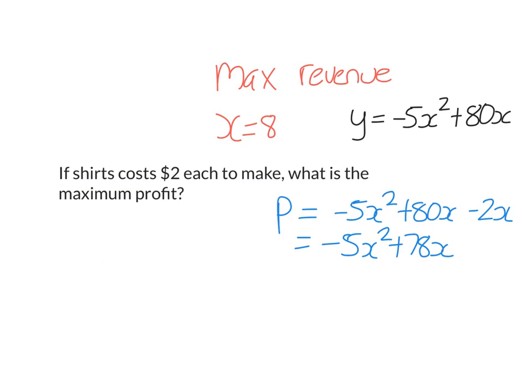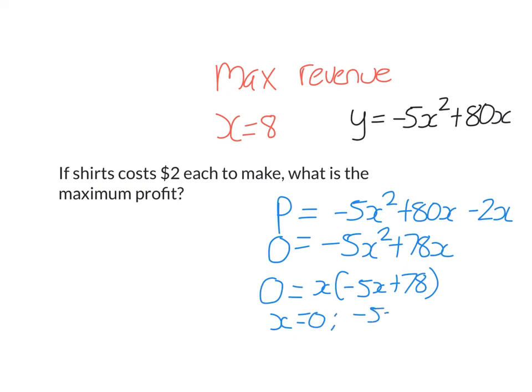So if I have profit equals 0, I get 0 equals minus 5x squared plus 78x. For this one, you could use the quadratic formula or you could factorize. If you factorize, you take out a common factor of x. And so either x equals 0, well, that's really not enlightening at all. We know we're not going to make any profit if we don't make any shirts. But we can find the other solution.